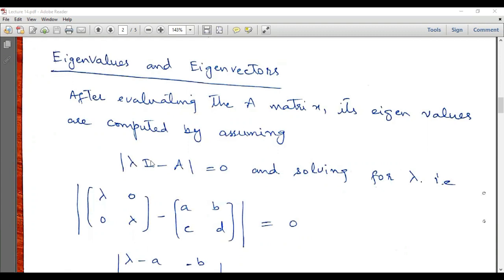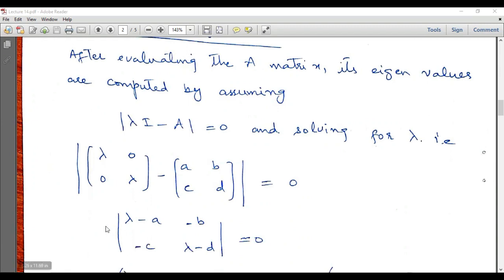So multiply lambda by an identity matrix of the same order and subtract the A matrix from this, and take the determinant of the resultant matrix and equate that determinant to 0. So this equation will be obtained. This is lambda I and this is A. So for example, A has entries a, b, c, d.